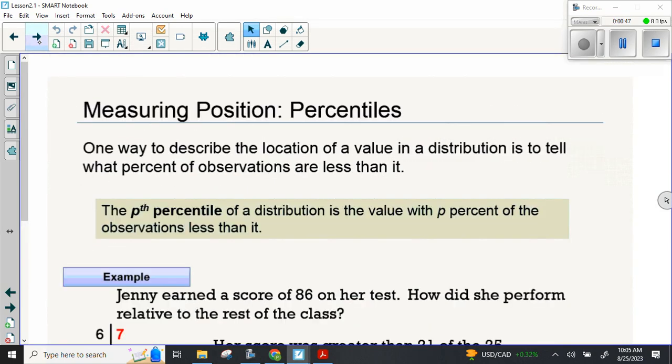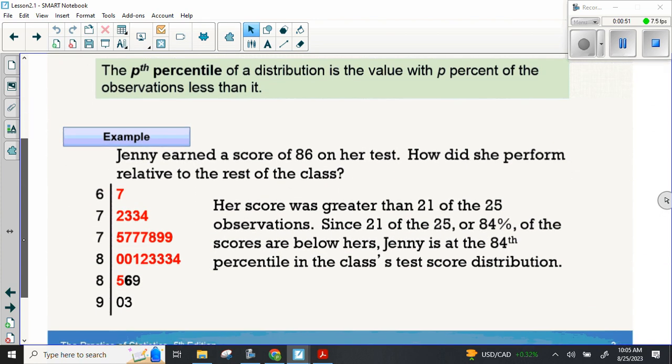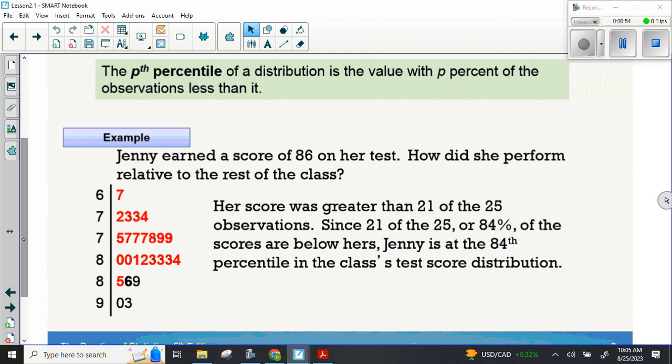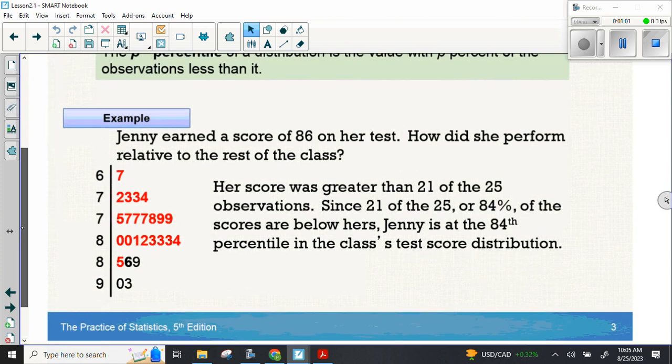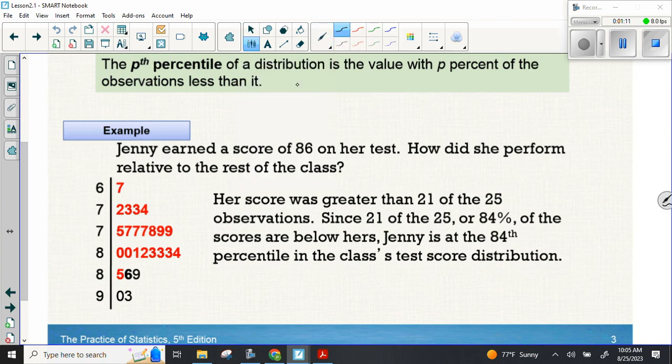All right. So a percentile is the percentage of values of observations less than that value. So if you wanted to know what Jenny's percentile is, and she got an 86, that's on this stem plot. That's going to correspond to this one, this is the 86. So in the red, we've counted up the number of values that are strictly below it.